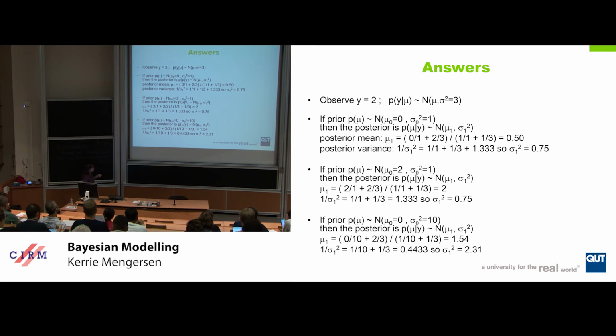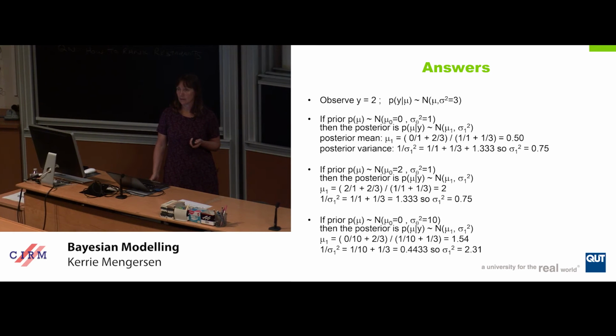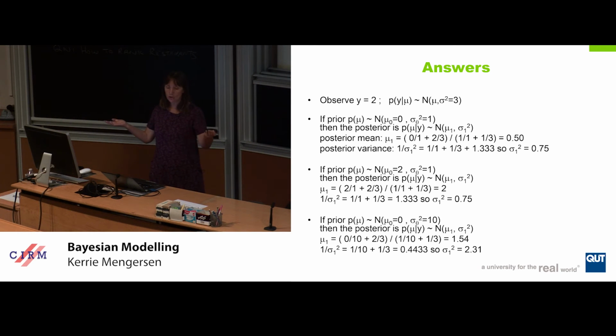Okay, so my prior was zero, and I saw a value of two. So my posterior mean is 0.5. Why is it not one? Why is it not halfway? I thought it was zero, I saw two. Surely I would expect my posterior to be one. Why is it not one? Because your data is less precise than your prior. Perfect. Because my data is less precise than my prior.